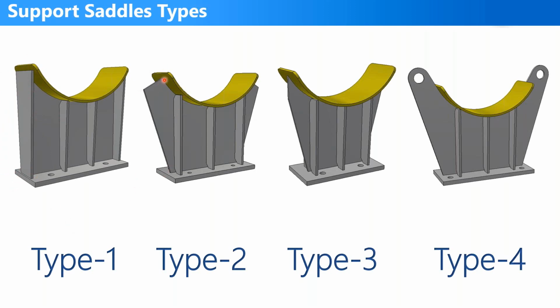In the second type, the web configuration includes this straight edge to the center of the vessel. On the third type, the web includes a straight edge like this, perpendicular to the base plate. The fourth type includes lifting lock.